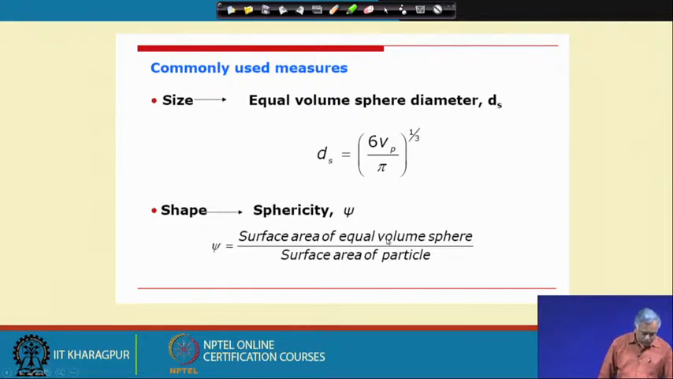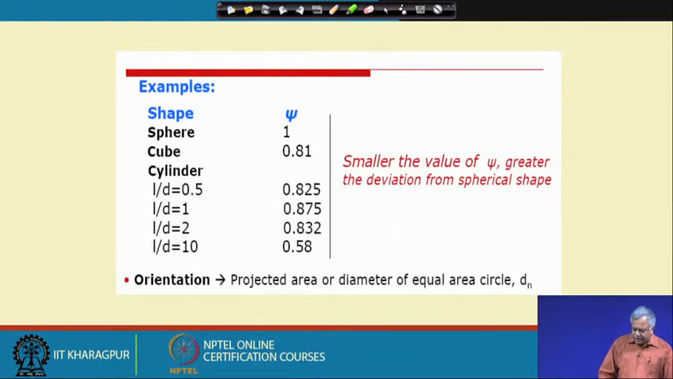In the examples I have shown, a sphere has a sphericity of 1 and any particle deviating from spherical shape will have a sphericity much lesser than 1. For a cube it is 0.81, and cylindrical particles, based on their orientation, have got different numbers, and these numbers I have got from literature. The smaller the value of psi, the greater the deviation from spherical shape, that means they are flatter particles.